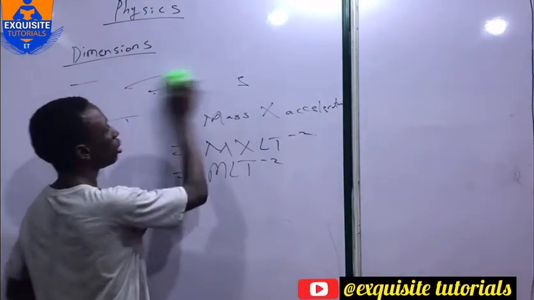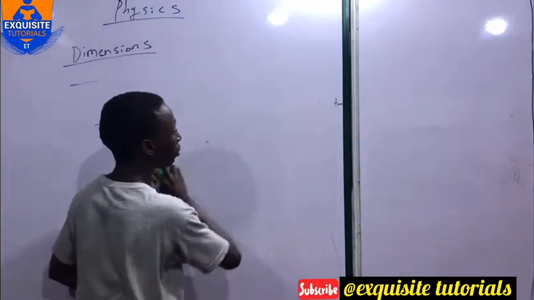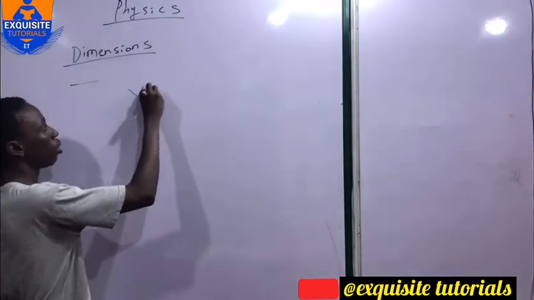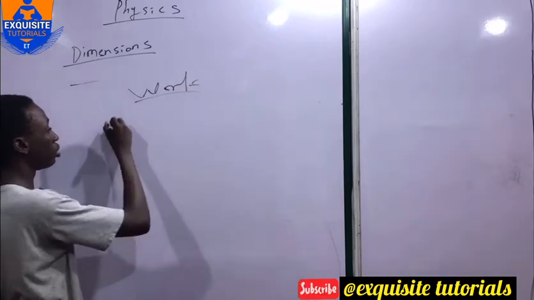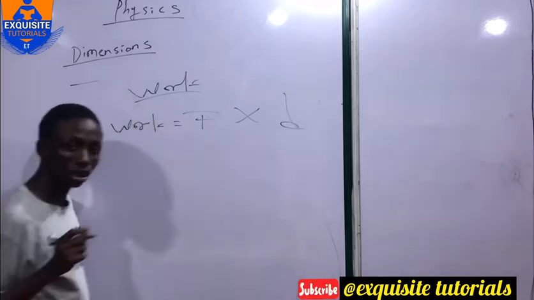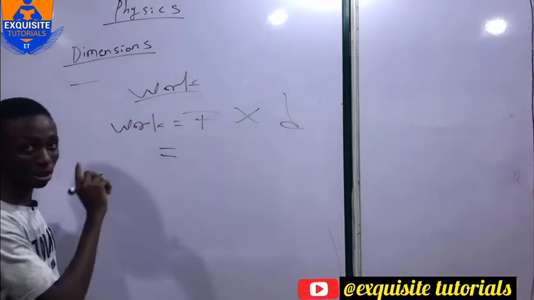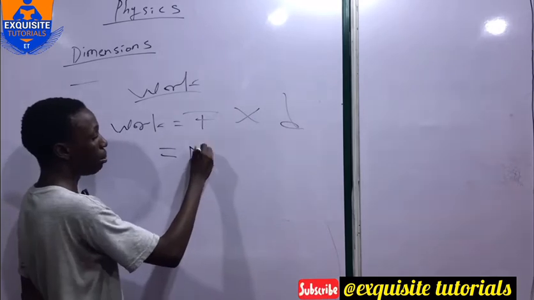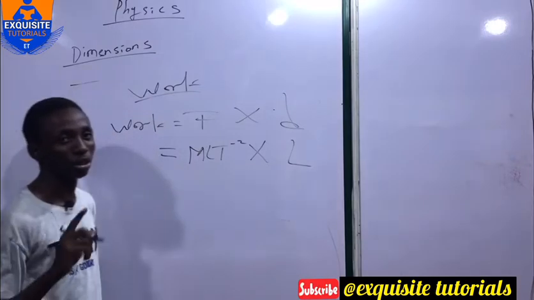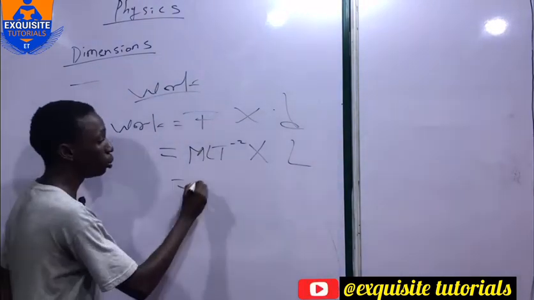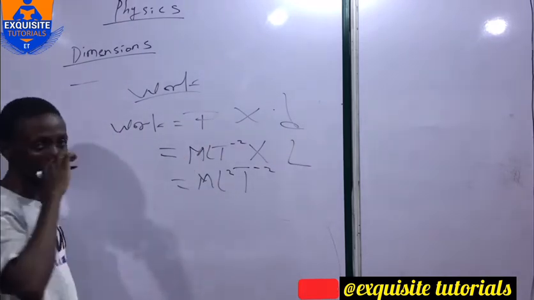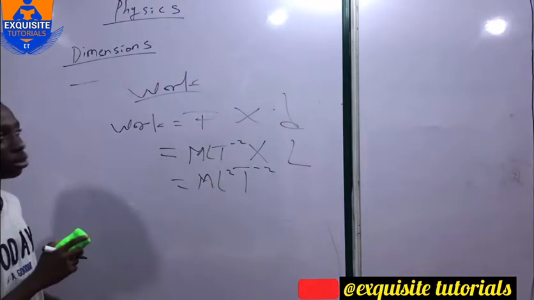Okay, next let's derive the dimension for work. Now we know that work is equal to force times distance. We have already derived force to be MLT^-2, and distance can be represented as L. So this will be ML^2T^-2, because L times L is L squared. So that will be the dimension for work.